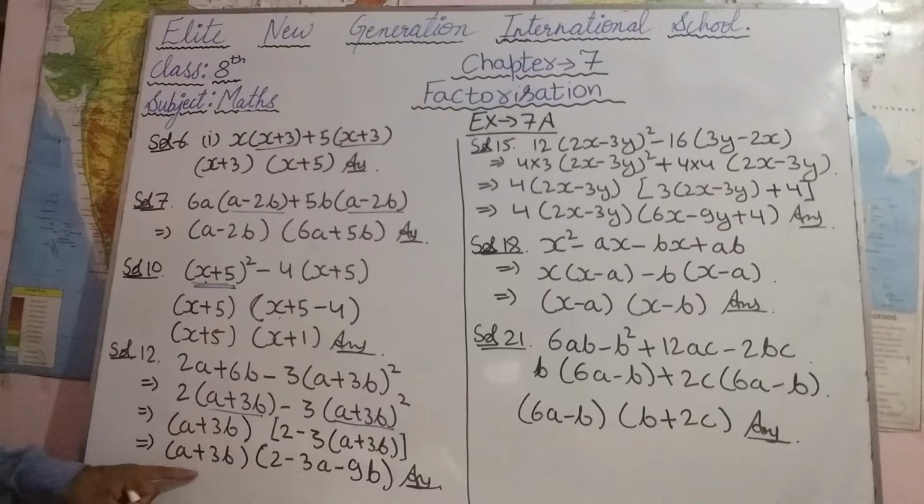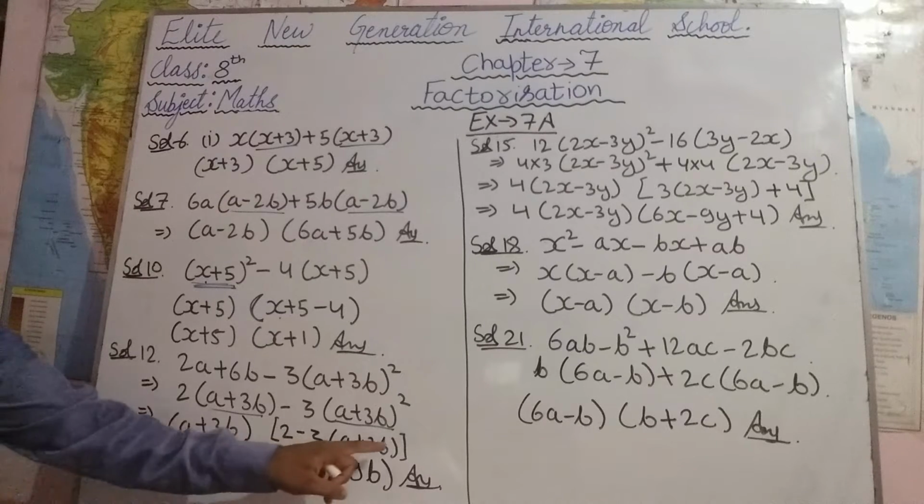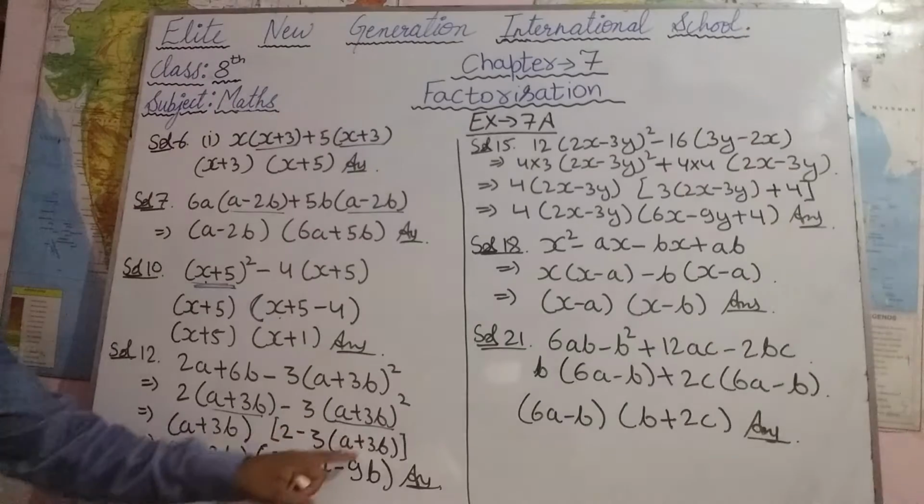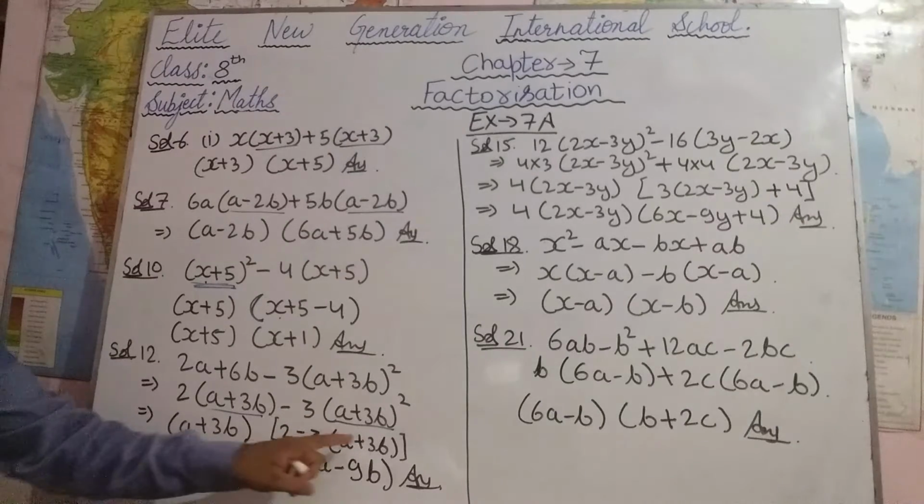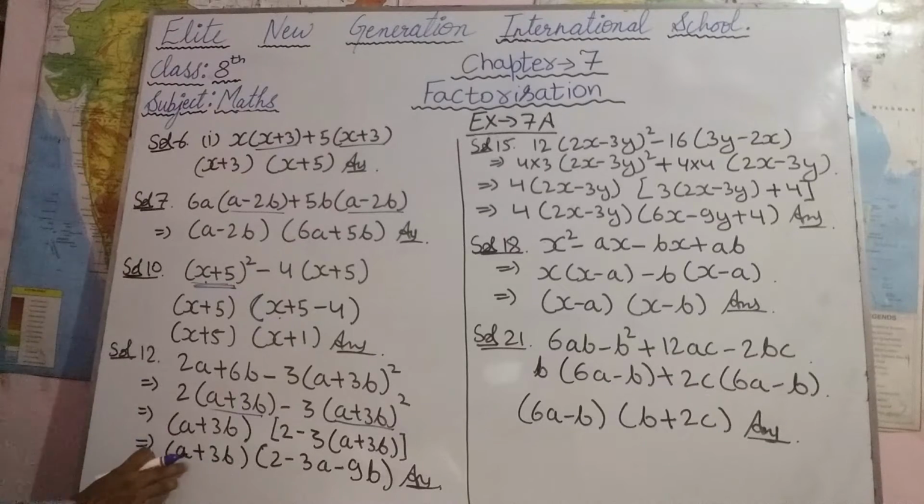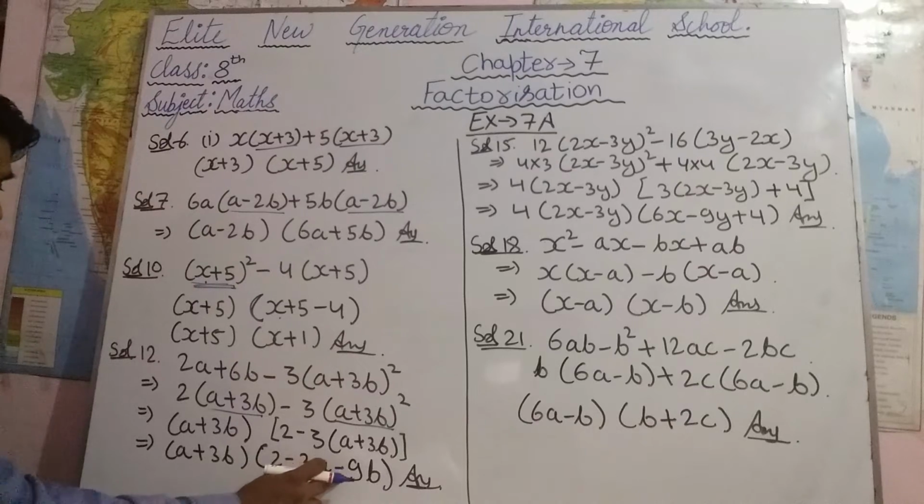So here a plus 3b. Now when we solve it, it will be 2. This minus 3 will multiply by this bracket, so minus 3 into a will be minus 3a, and minus plus will be minus, and 3 into 3b will be 9b. So this will be the answer: a plus 3b in bracket 2 minus 3a minus 9b will be the answer.